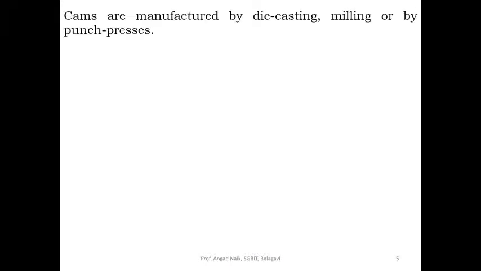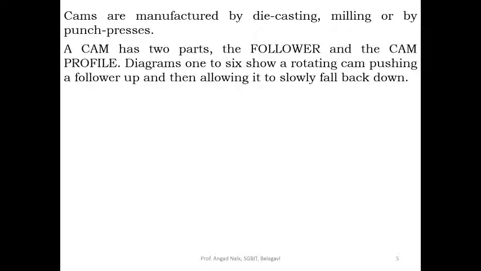Let us see how these cams are manufactured by different processes. Cams are manufactured by die casting, milling or punch presses. A cam has two parts, as visualized in the animation. It is follower and the cam profile.